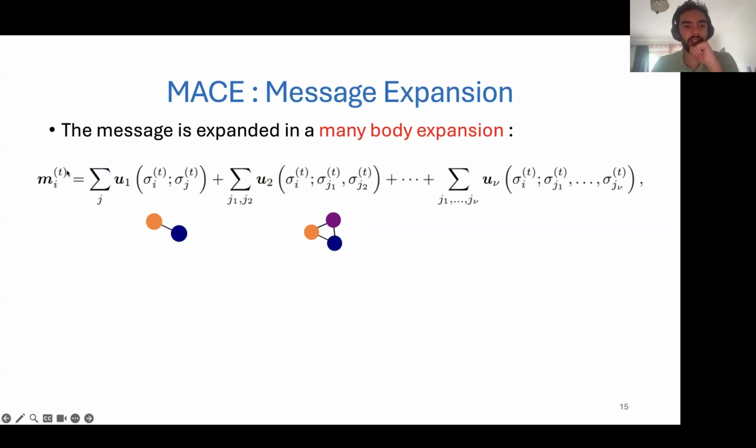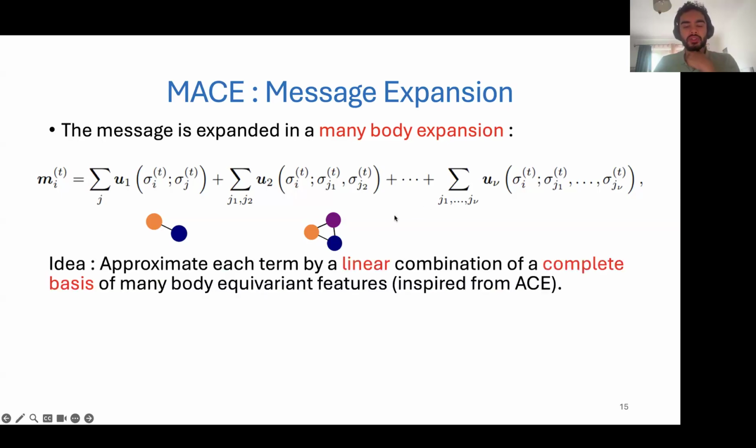Basically, the idea is to take the message and then expand it again into a sort of Taylor expansion as a function of the states of your neighbors. So this is a function of the two states, and if you were to do a traditional MPNN, you would just stop here. But here you also have other contributions. And the idea is to use a basis, which we call the tensor-reduced A basis, and use a linear combination of these to approximate each of these terms, because this basis is a complete basis of many-body equivariant features.